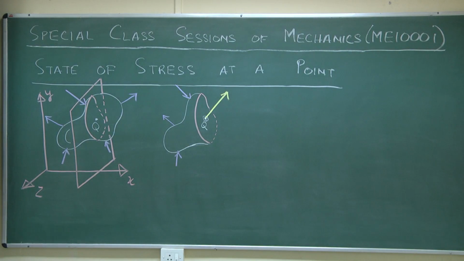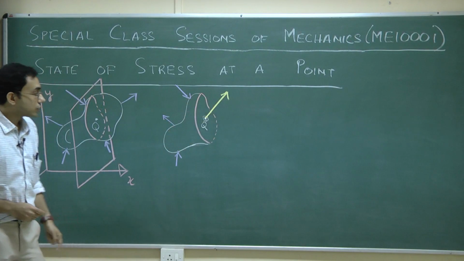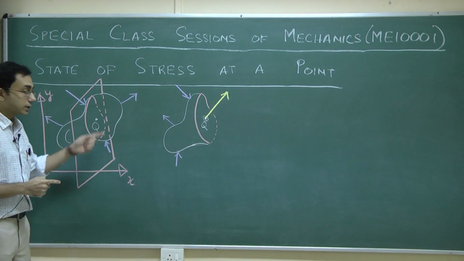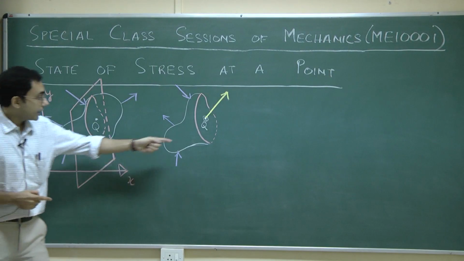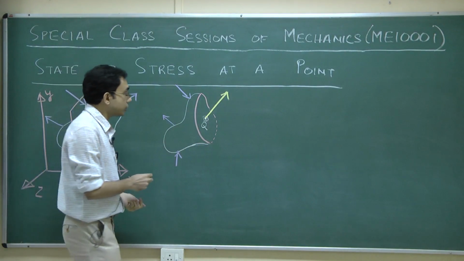Alright, so first of all we want to take a component of this yellow colored force along the x direction, and we are also going to take a component of that yellow colored force along this plane, or along this exposed plane. So, the picture is going to look somewhat like this.